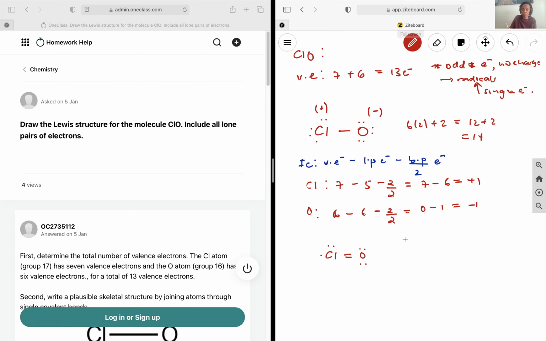Let's just double check on our valence electrons. So we have 3 plus 2 by 2 plus 2, 4. And so that's going to be 3 plus 4 plus 4.